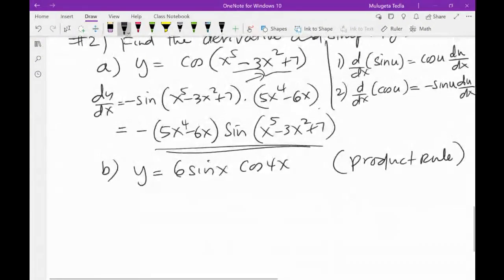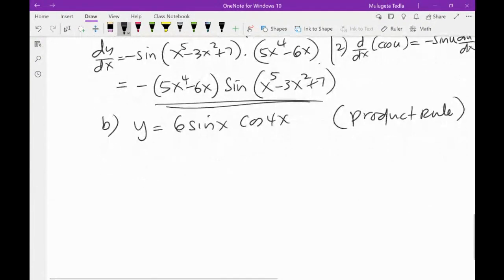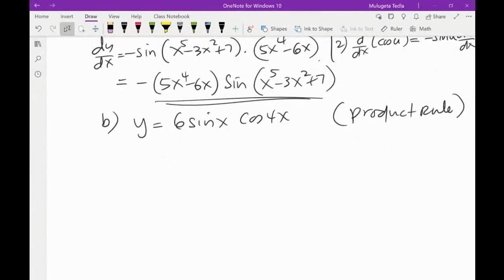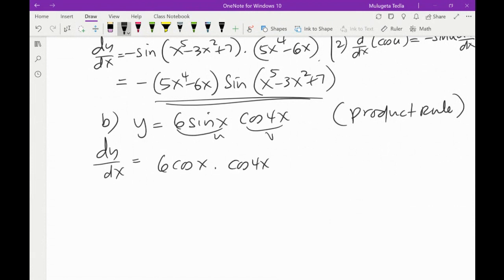The derivative of cos is first a chain rule, I could say. But product rule dy by dx in here, if you consider this as u, this as v, the derivative of u is 6 cosine of x times v cos of 4x plus u 6 sine x times the derivative of v, which is minus sine 4x times 4, isn't it?